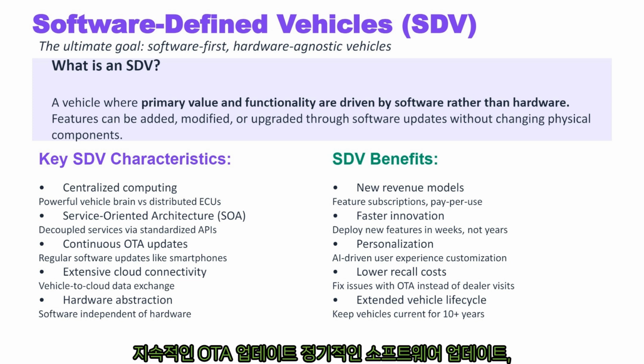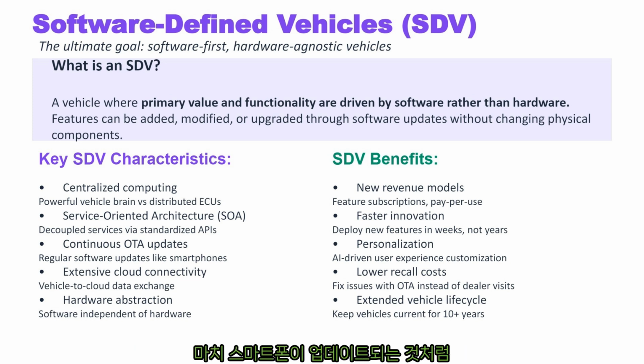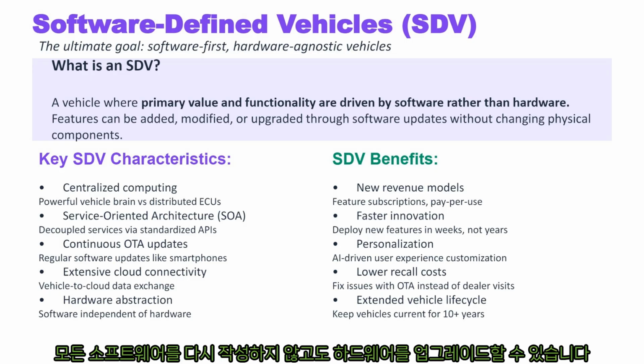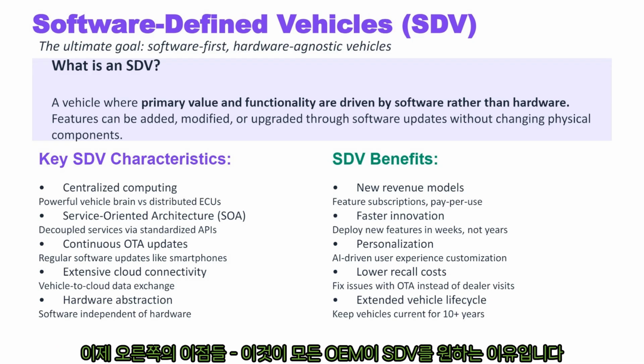Continuous OTA updates. Regular software updates just like your smartphone gets. Extensive cloud connectivity. The vehicle constantly exchanges data with the cloud. Hardware abstraction. The software is independent of the underlying hardware. You can upgrade the hardware without rewriting all the software. Now the benefits on the right, and these are why every OEM wants SDVs.